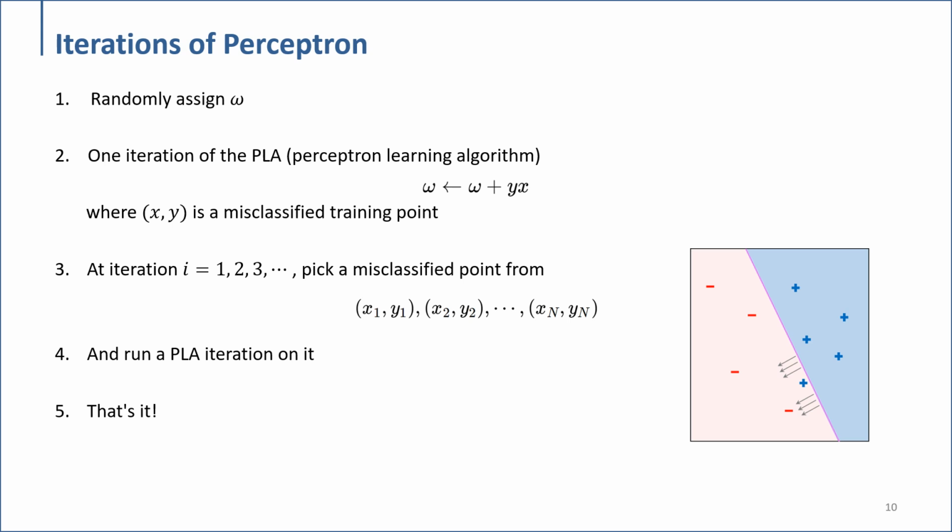So based on the idea of how the perceptron works, the iteration of the perceptron is very simple. Firstly, we randomly assign the omega, and then run one iteration of the PLA. The perceptron learning algorithm is just updating omega with omega plus yx for a misclassified training point. For each iteration, we pick a misclassified point and run a PLA iteration on it. So that's it.